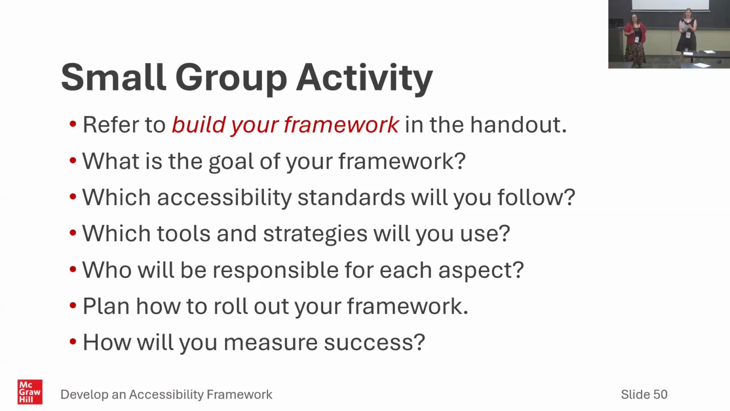With this, we just have some questions here. If you go to the H2, build your framework, each of these big questions is an H3 heading. What is the goal of your framework? Which accessibility standards will you follow? What tools and strategies will support your implementation? And who will be responsible for each aspect of accessibility? Plan how to roll out your framework, including steps and timelines. How will you measure success? What are your metrics? For each question, we provide some examples.